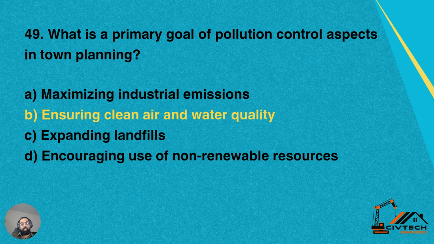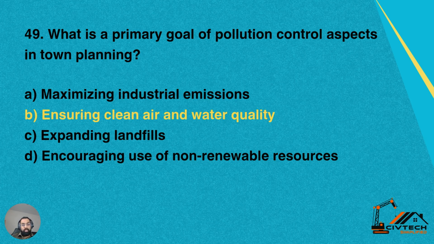Number 49. What is the primary goal of pollution control aspects in town planning? Why do we do pollution control initiatives or projects? Option A was maximizing industrial emission. No, we don't want to maximize the industrial waste or pollution. Number B, ensuring clean air and water quality. Yeah. Number C, expanding landfills. Number D, encouraging use of non-renewable resources.